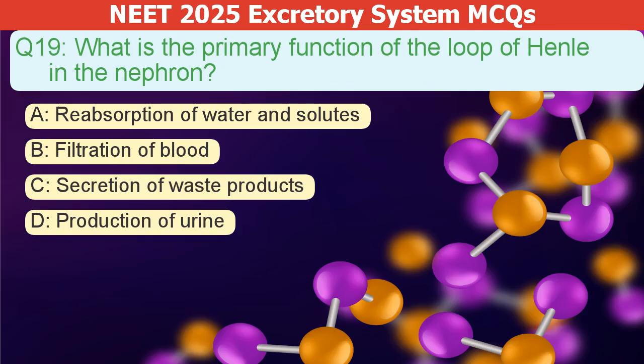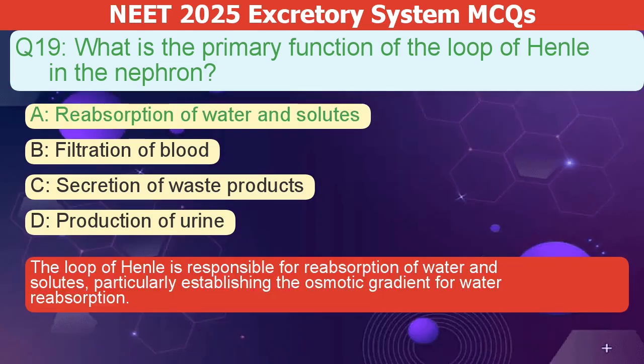What is the primary function of the loop of Henle in the nephron? A. Reabsorption of water and solutes. B. Filtration of blood. C. Secretion of waste products. D. Production of urine. The correct answer is A. The loop of Henle is responsible for reabsorbing water and solutes, particularly establishing the osmotic gradient for water reabsorption.